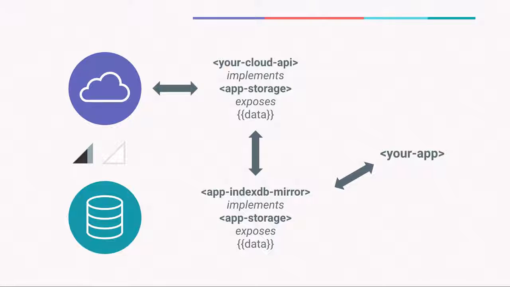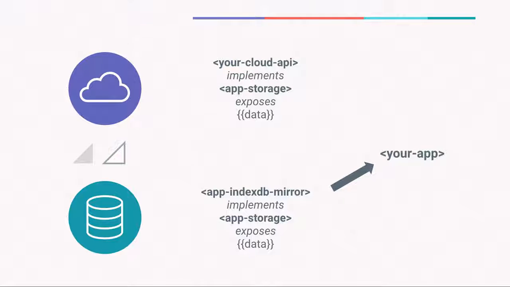It's going to pipe that data through this IndexedDB mirror component, which is then going to pipe the data to your app. So you're online, all's well and good. When you go offline, your cloud API component can no longer communicate with its REST endpoint. But since we've been piping all of that data through the app IndexedDB mirror component, we have all of that locally stored in an IndexedDB instance on our device. And so we can boot up our application even when we're offline.